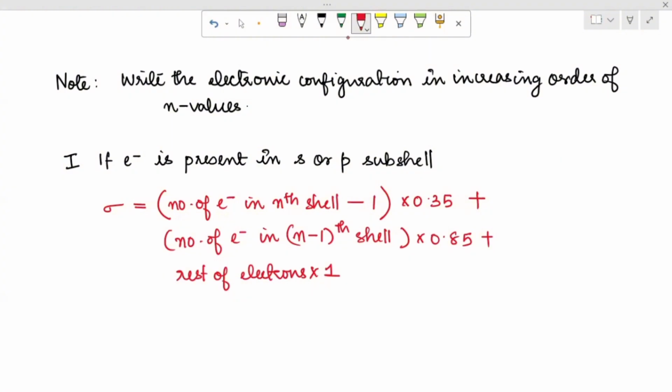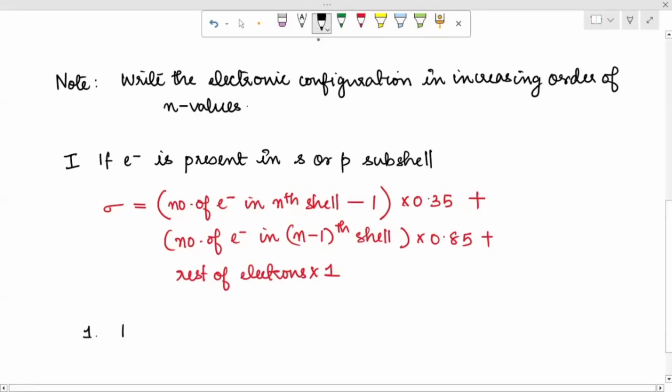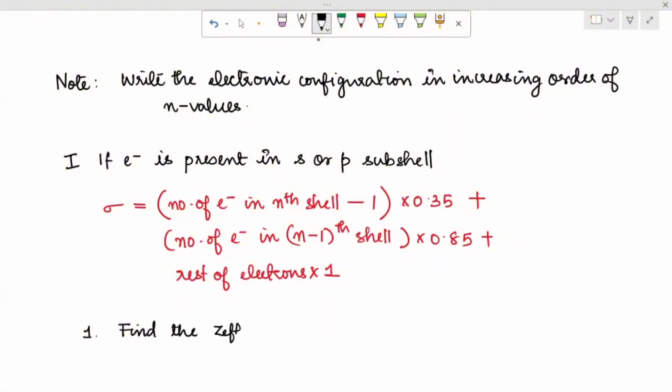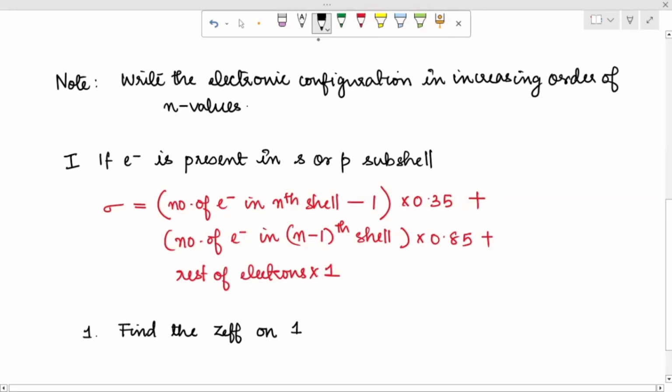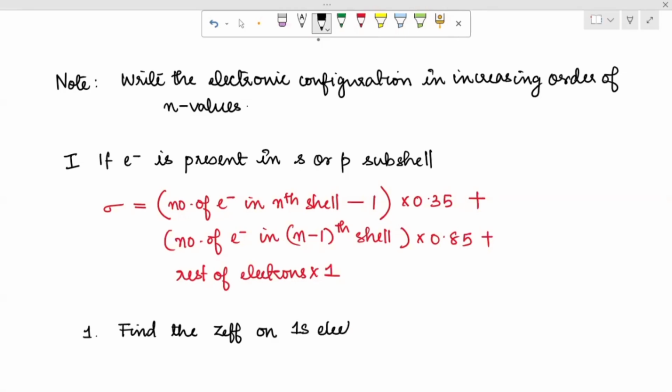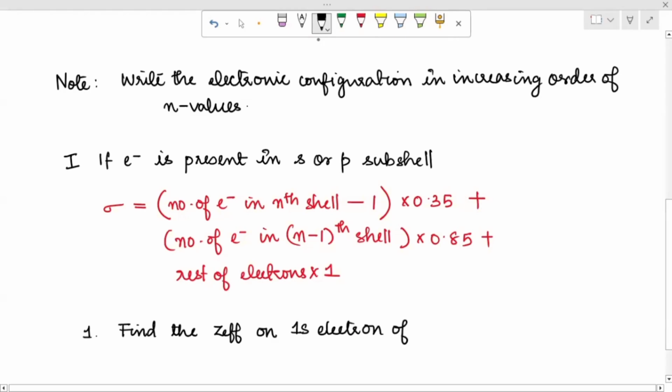Okay, so here also you have to pay attention. They are asking about calculating if the electron is present in the S or P shell. You will understand why I stressed this towards the later end of the session. So let's start with the question. Question number 1. Find the effective nuclear charge on the 1s electron of hydrogen.